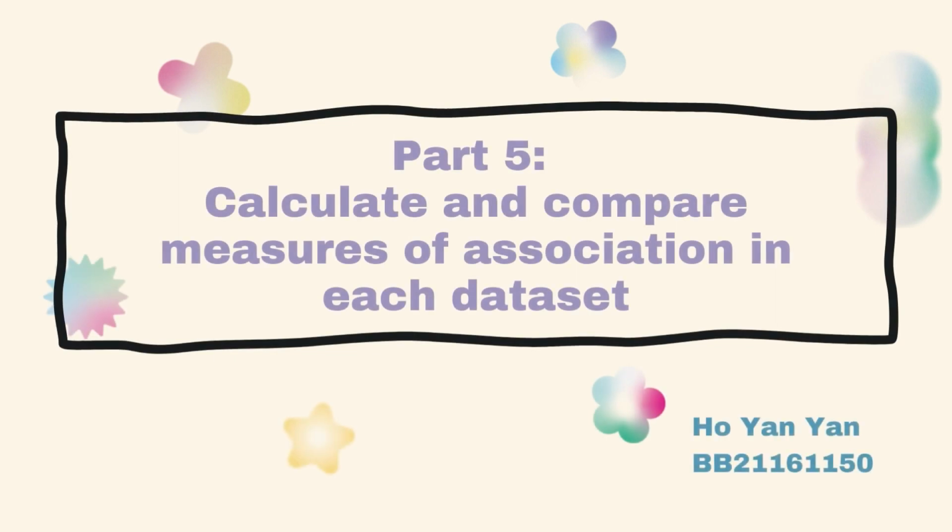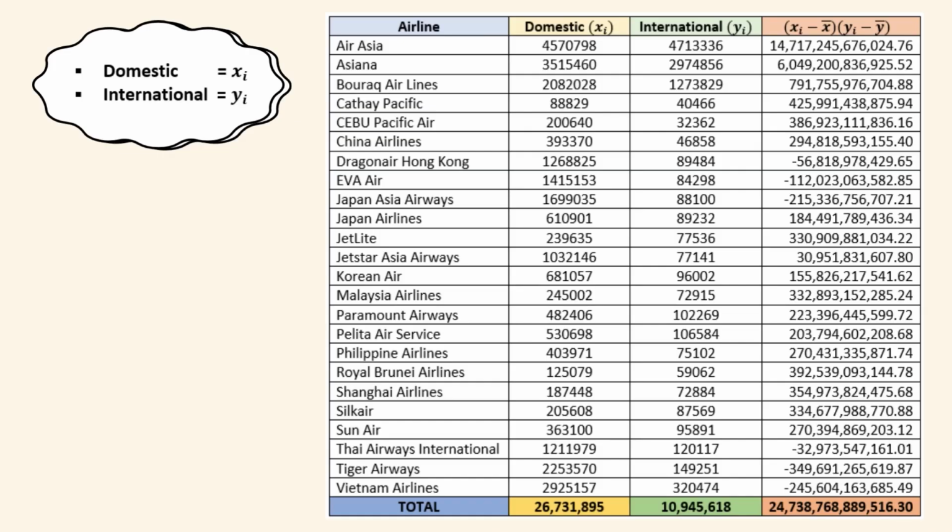Hello to doctor and friends. My name is Hoyan Yan. My metric number is BB211611150. I will be presenting the last part, which is Part 5, calculate and compare measures of association in each dataset. Firstly, we need to determine domestic as the value of x and international as the value of y.